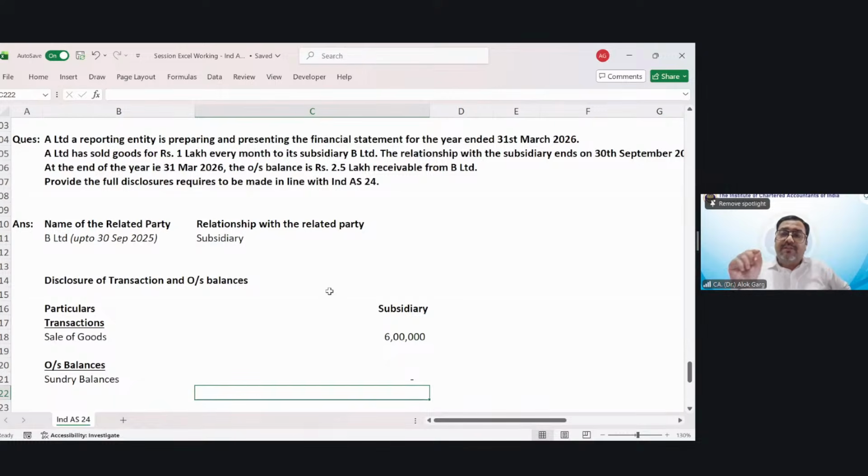Please solve this question today from Ind AS 110, whenever there is a disposal of a subsidiary during the year. Okay, Manish and Saminathan?